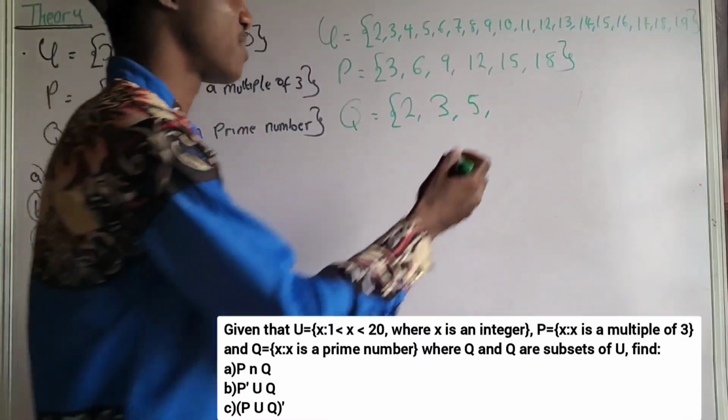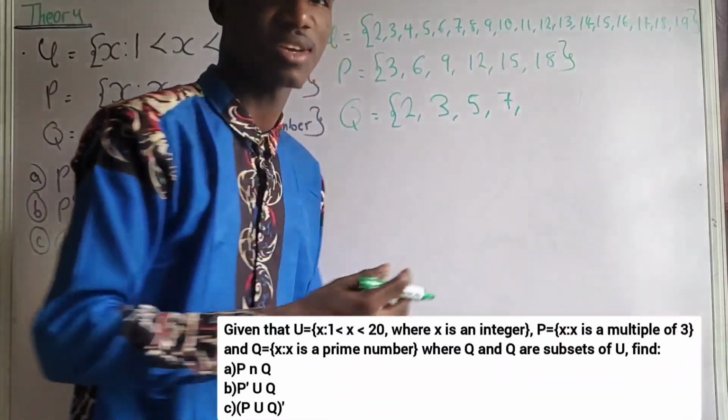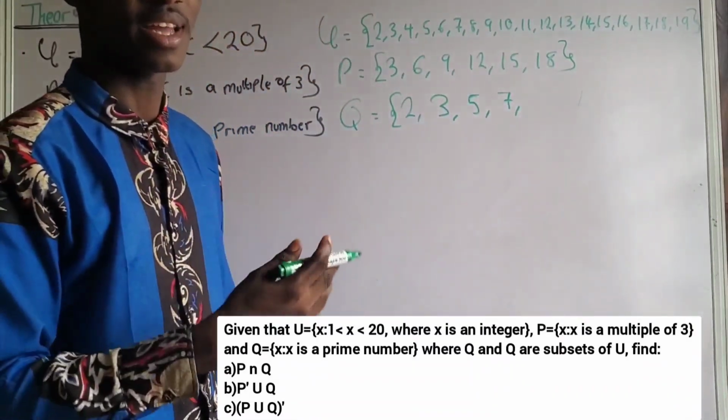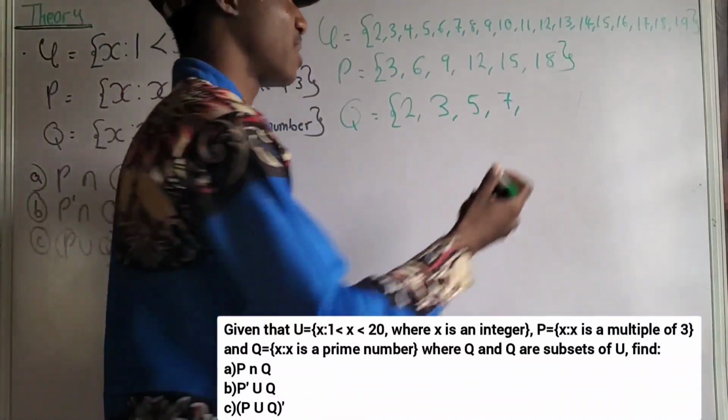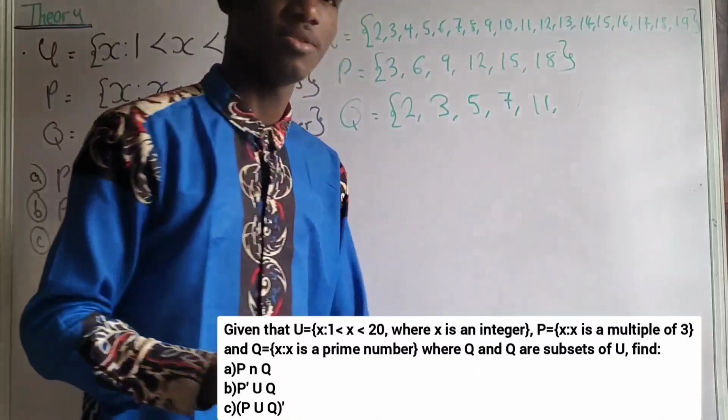7 is a prime number. 8 is not a prime number. What of 9? 9 is not a prime number. 10 is not a prime number. 11 is a prime number. We put it there. Then what of 12?